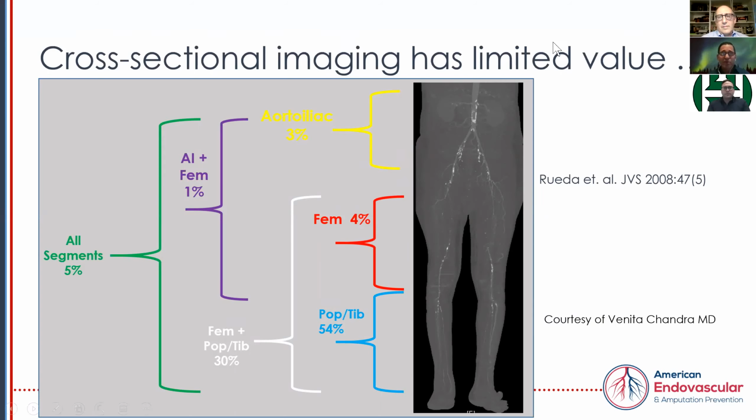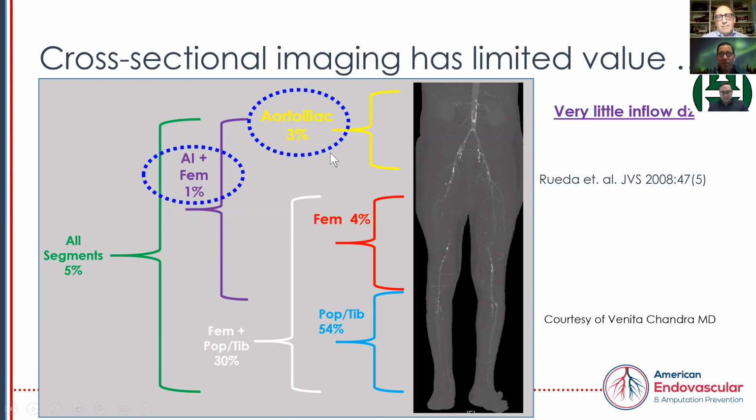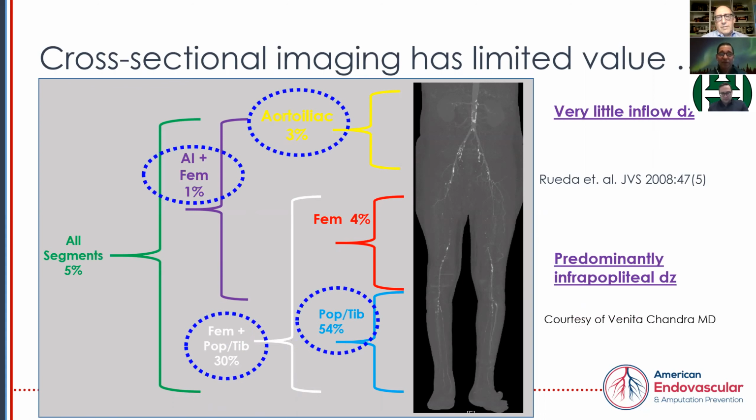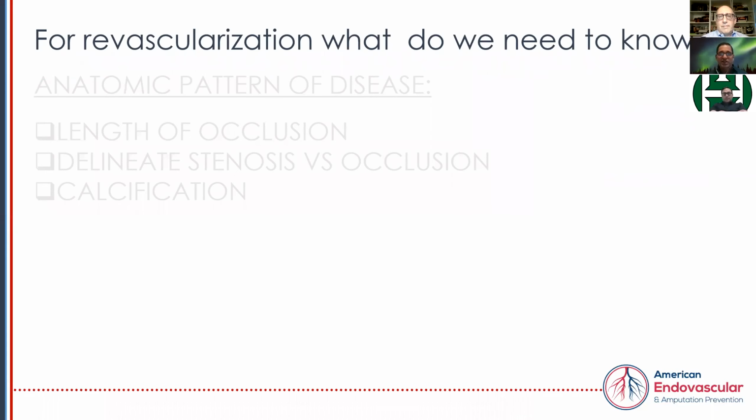But putting all that aside, the truth is that when you look at the critical limb ischemia population, this is an article going back about 12 years from Rueda, you can see that only about 4% of patients have either aortoiliac or aortoiliac and femoral disease, inflow disease. That's not really where the disease is. And the truth is that we can assess that just by a physical examination, a Doppler examination, a physical examination of the femoral pulse, assuming there's no surgical scars, to determine if that inflow might be a problem. And the great majority of disease, 75%, is in the below knee, with about 10% of patients who have femoral disease as well concomitantly. So for the most part, cross-sectional imaging is not that useful.